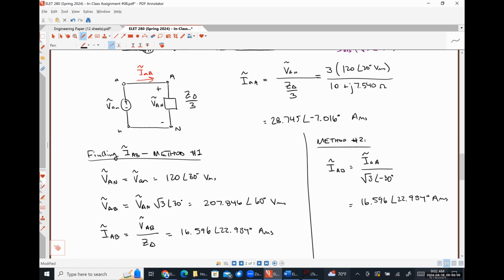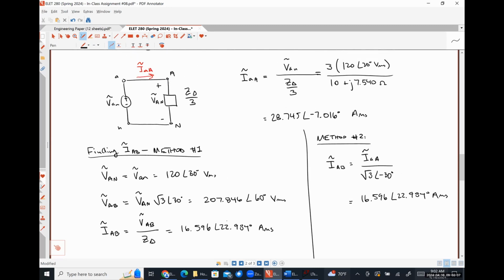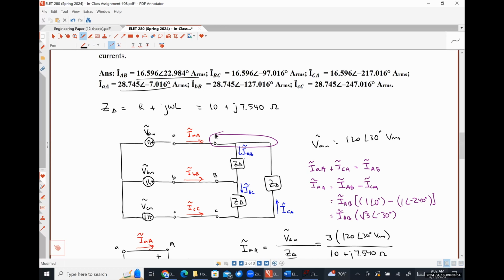So there was nothing remotely wrong with this step-by-step method of finding the voltage drop across the Y-connected load, converting it to look like the voltage drop across the delta-connected load, and then using Ohm's law to find the current. There's nothing remotely wrong with that, but if we know one of these currents, we can just apply Kirchhoff's current law to find the other one. That is just a different way of getting the exact same result.